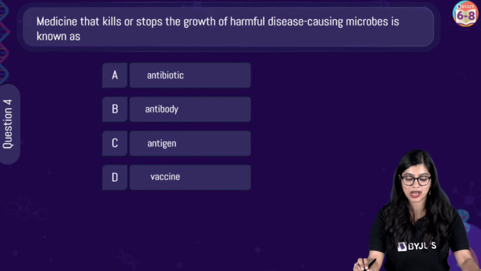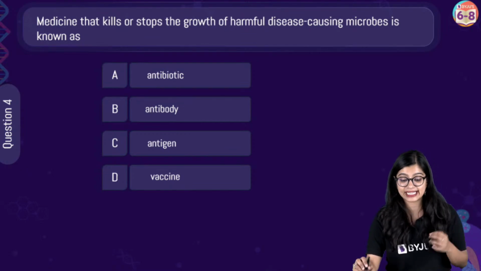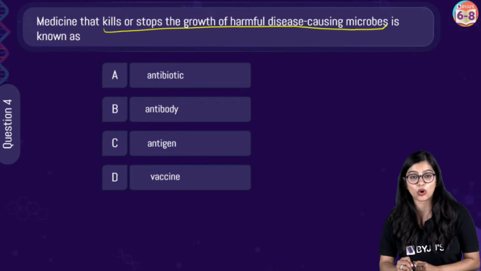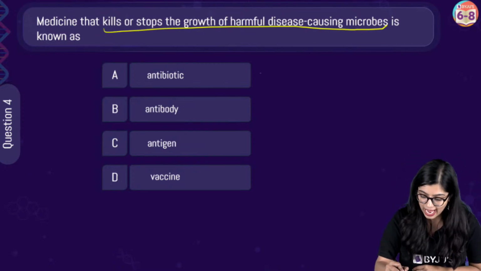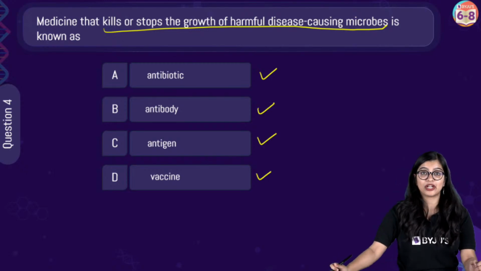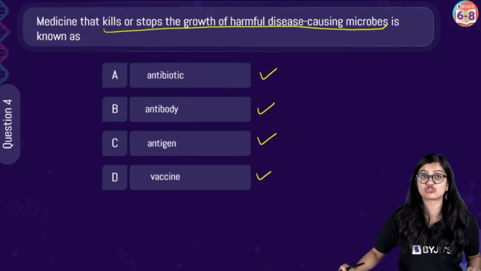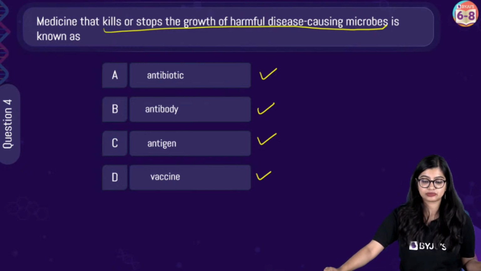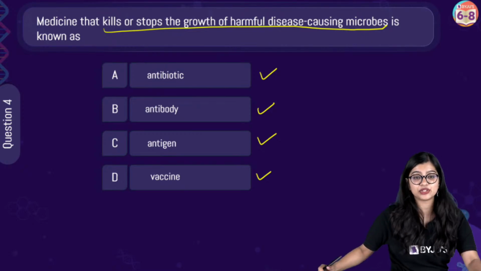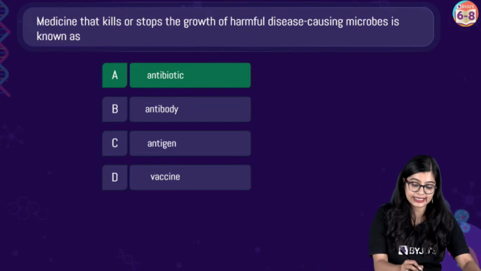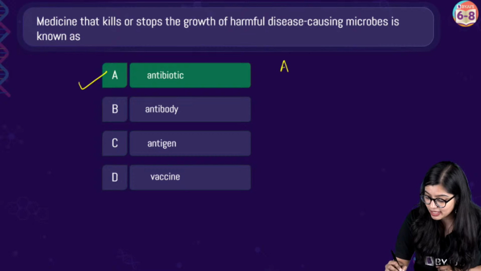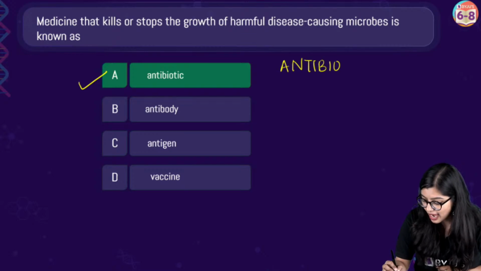Let's move on to the next one. A medicine that kills or stops the growth of harmful disease-causing microbes is called what? Antibiotic, antibody, antigen, or vaccine? We're talking about a chemical substance that stops or kills the growth of disease-causing microbes. What is the answer to this? Exactly, it is antibiotic.